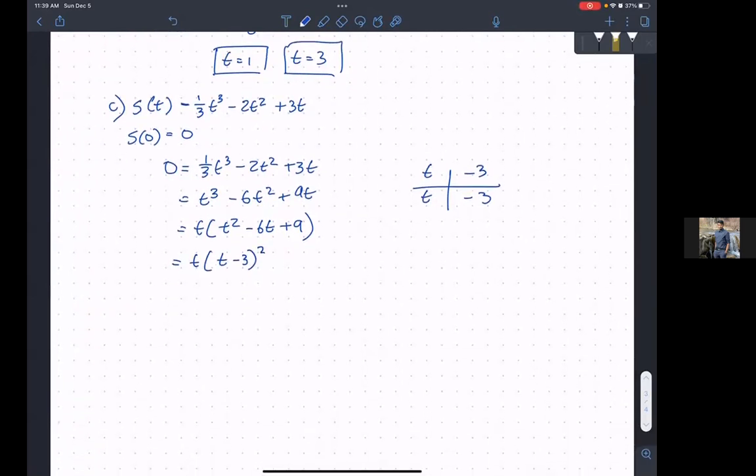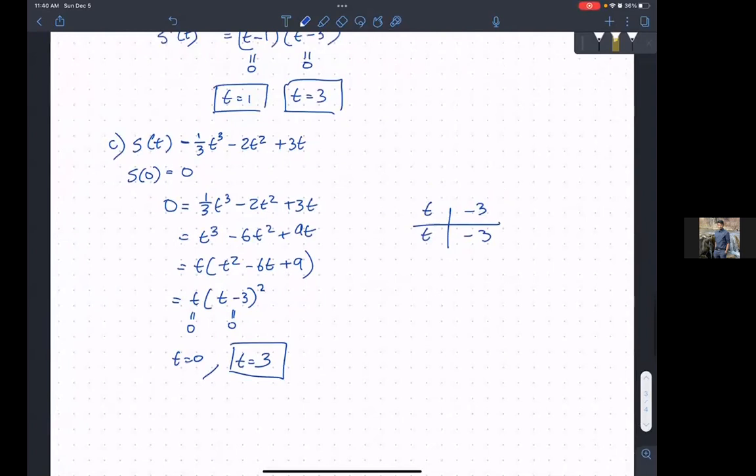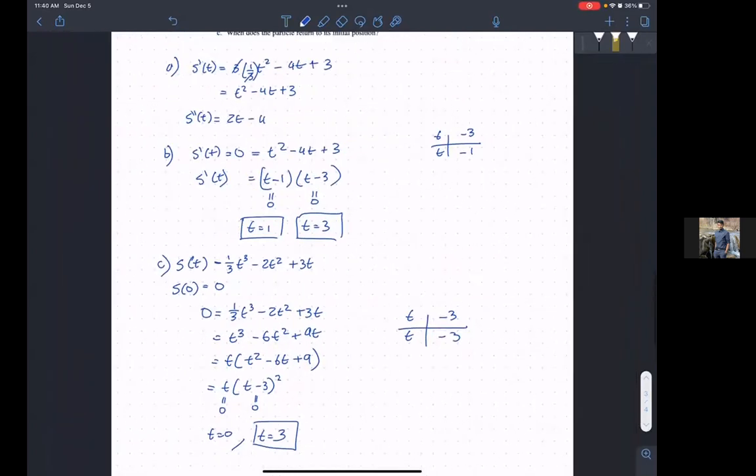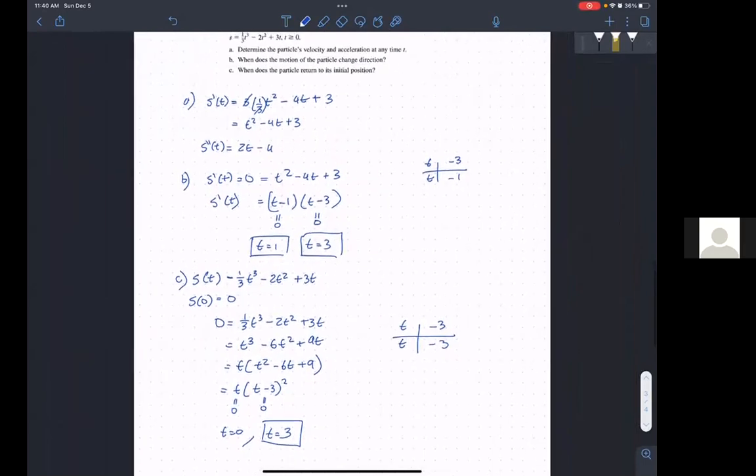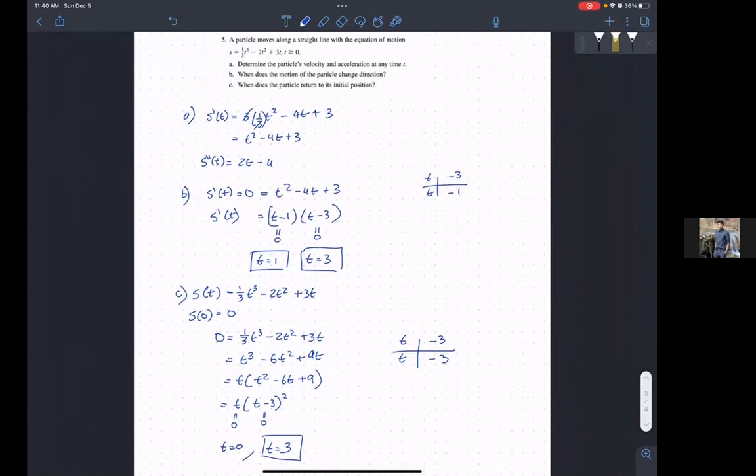So when we set it equal to 0 and solve, we set each factor equal to zero. That means t equals zero and t equals three. So t equals three is when it will return back to its original position. Does that make sense, Rami? Do you have any questions? I don't have any questions. Okay, sounds good.